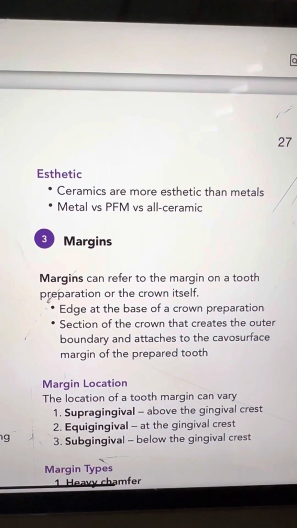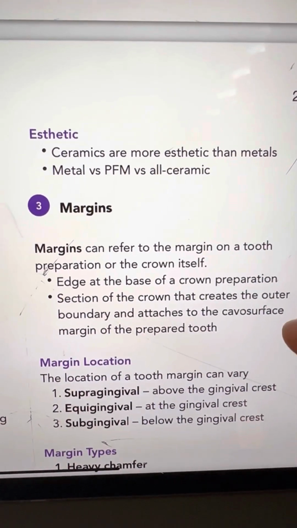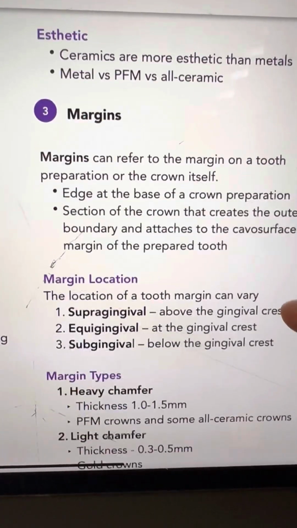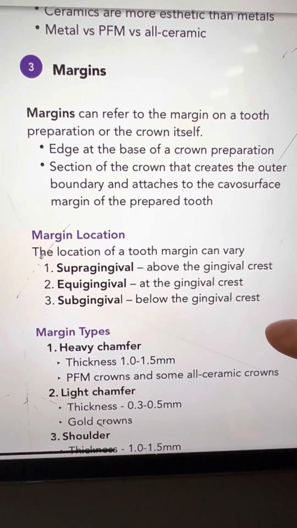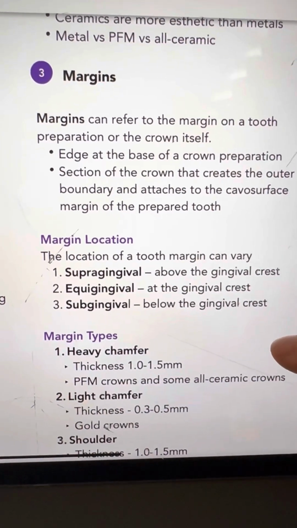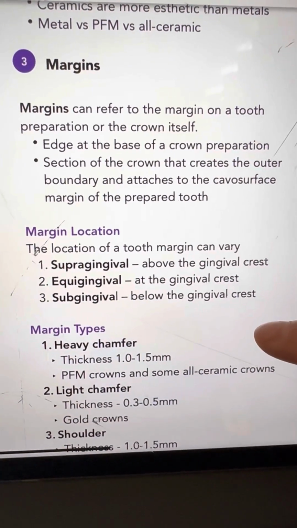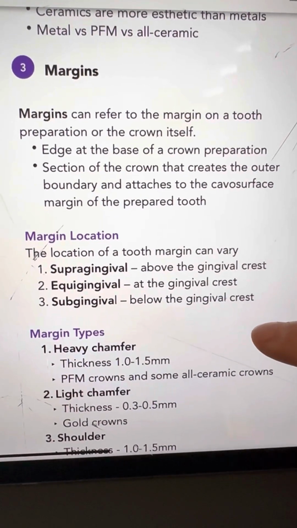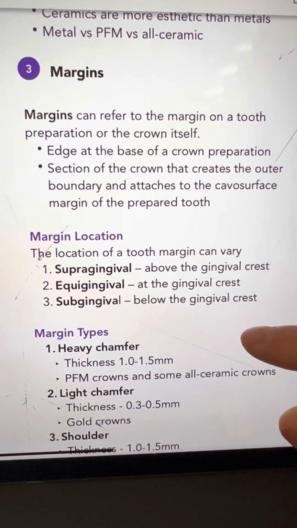Aesthetic. Ceramics are more aesthetic than metals. Metal versus PFM versus all ceramic. Margins. Margins can refer to the margin of the tooth preparation or the crown itself. The edge at the base of the prepared section that creates the outer boundary and attaches to the cervical surface margin of the prepared tooth.